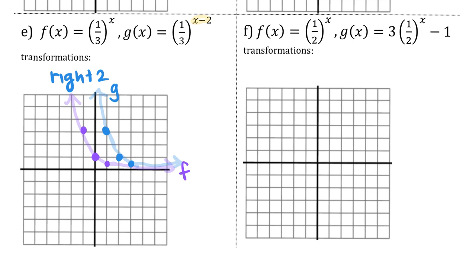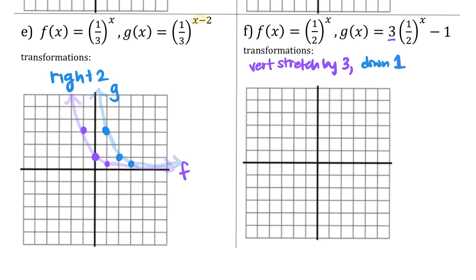Okay, last one. F of x equals 1/2 to the x. G of x equals 3 times 1/2 to the x, and then minus 1. So I'm timesing 3 to begin with, so that's a vertical stretch by 3. And then what else? And then we're also going down 1.